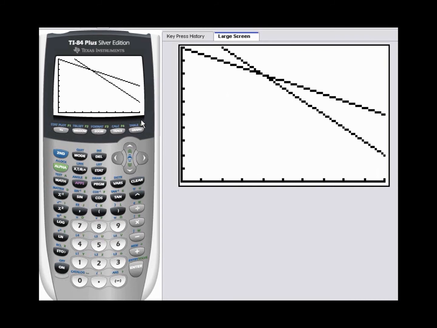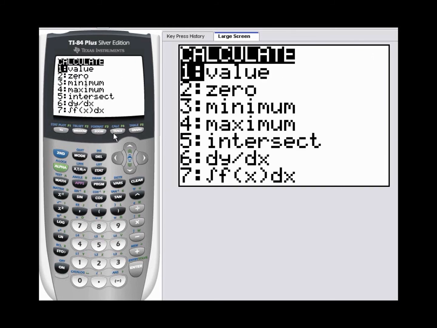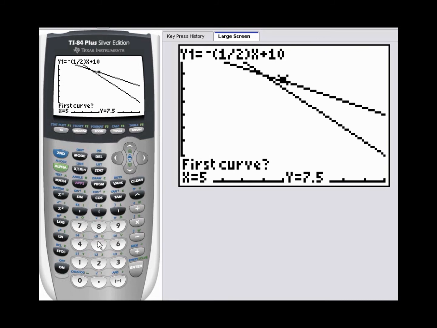Very good. Okay, so what we need to find is that intersection point. And to do that, we hit second trace, and that gives us the calculate. And then from there, we want to find intersect, number 5. And it asks, what's the first curve? Yeah, so it's on the line, so we hit enter. Second curve, it's on it. And then it says to guess, and you can usually just hit enter 3 times here for the most part. So we have an intersection at 4 and 8, and that is the point we're looking for.